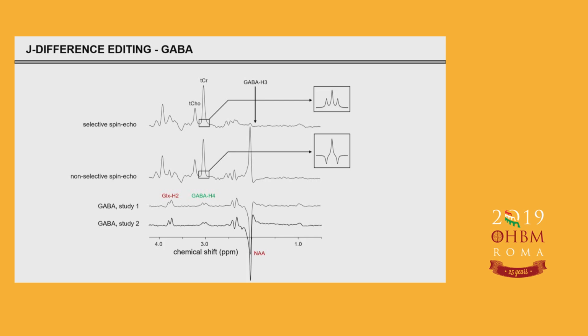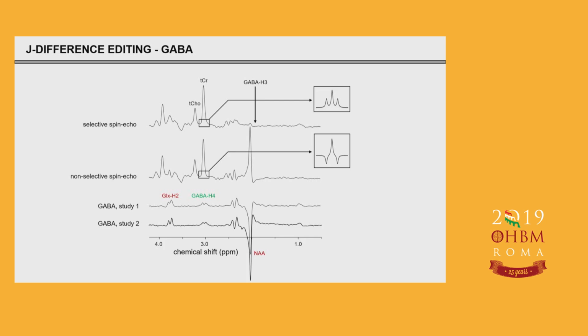At least the first time I did it, I didn't expect that. And so that is so-called co-editing. Those signals are basically also edited out. Now, why does that happen? Because the glutamate H2 is, of course, coupled to glutamate H3, which is very close to the GABA H3. So if you apply the frequency selective RF pulse to the GABA H3, you also affect the glutamate, and therefore the glutamate is also edited out.